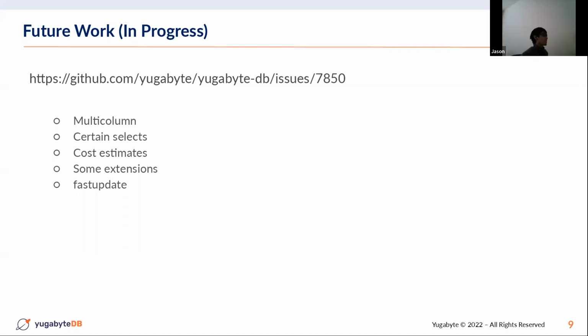I think you cut out for a little bit, but I think that's fine. I think what you were trying to say is some extensions are not supported, right? Okay, yeah. And then fast updates, another thing that comes from Postgres, where the inserts are batched together in a sort of cache and then later flushed out. We don't have that for Yugabyte.